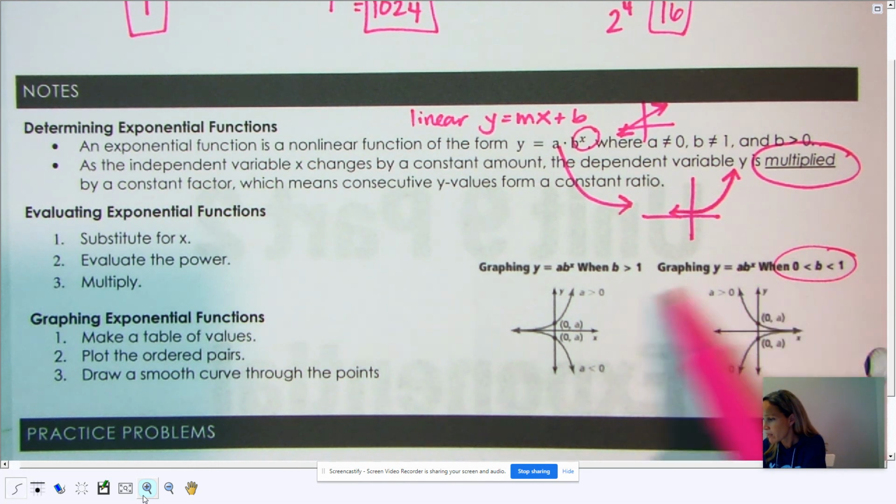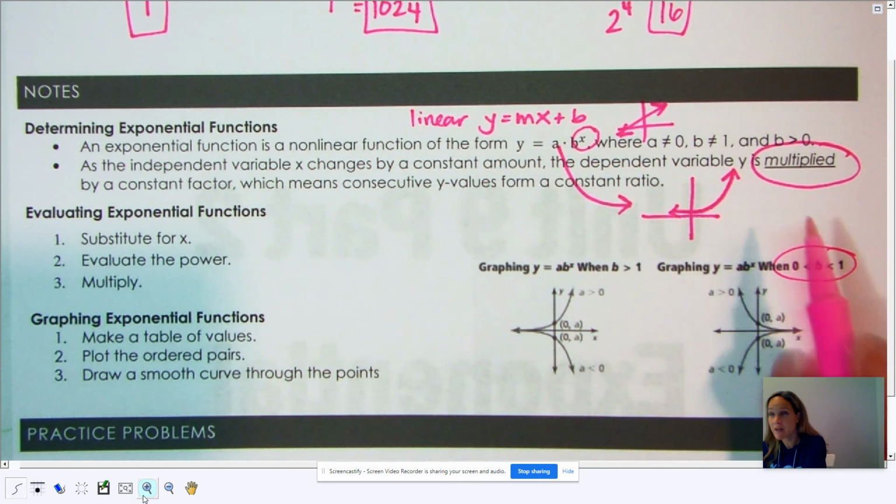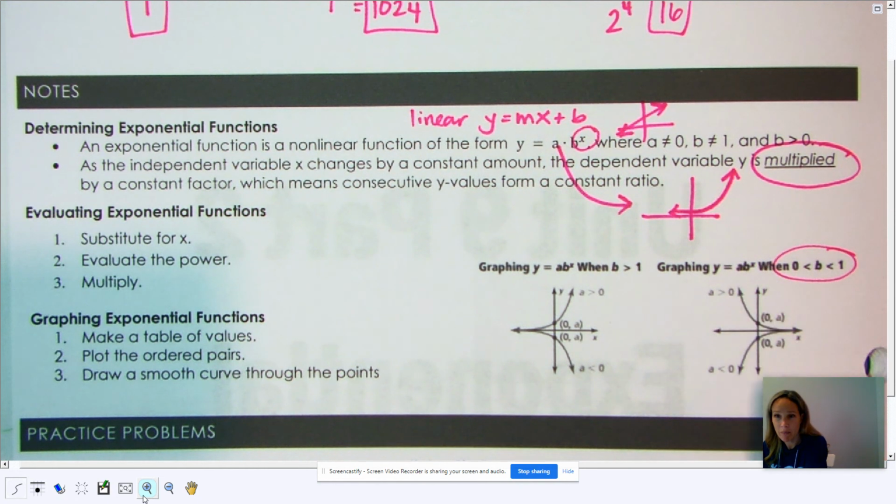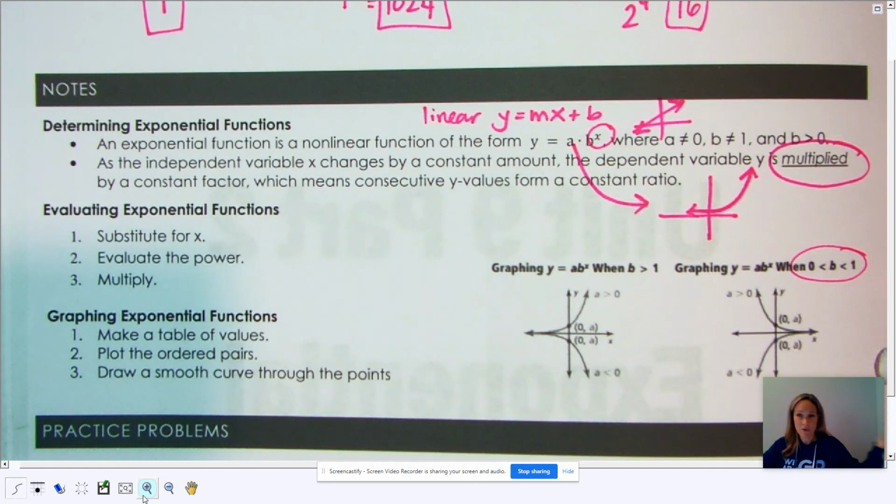And then just depending on whether the a value out in front is a positive or a negative, it will either go up or down in the positives or the negatives. Okay, same thing over here. Let's go ahead and look at some problems.